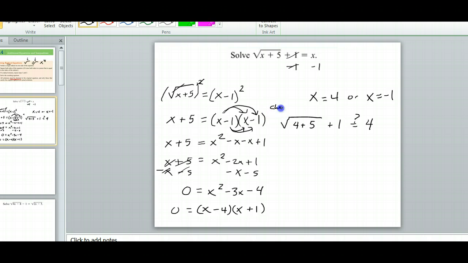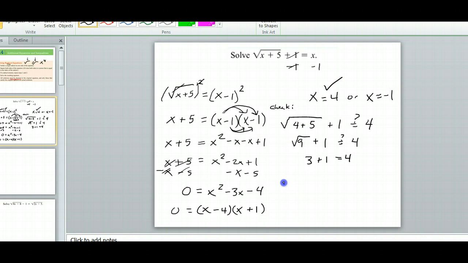Alright, this is our check. The square root of 4 plus 5 is the square root of 9, plus 1. Is that equal to 4? Yes, because the square root of 9 is 3, and 3 plus 1 is equal to 4. Alright, so x equals 4 is a solution.